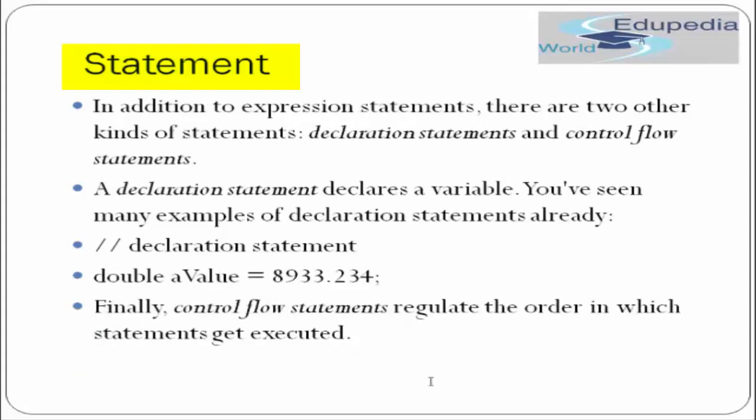In addition to expression statements, there are two other kinds of statements. One is the declaration statement and the other is control flow statements. A declaration statement declares a variable. You have seen many examples of declaration statements already. So one example is double a value equals to and you're assigning a value. So it is a declaration statement. Finally, the control flow statement is used to regulate the order in which statements get executed. So we'll study control flow statements later in another tutorial.